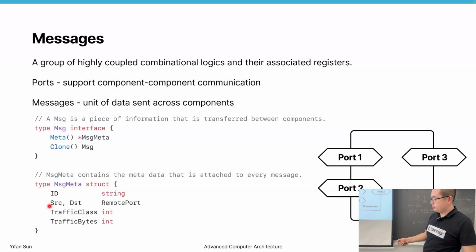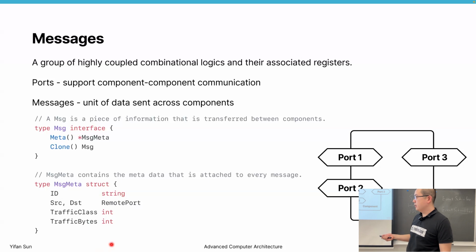You just want to know there's a source and destination attached to each message. There's a traffic class and traffic bytes. Traffic bytes is easy to understand. If you say this message is 1,000 bytes or 4 bytes, how many bytes it is depends on how long you need to pass this message. Traffic class is more related to virtual channels, which we will talk about when we introduce network-on-chip design. Traffic class is not really being used. It's more like a future-proof field.